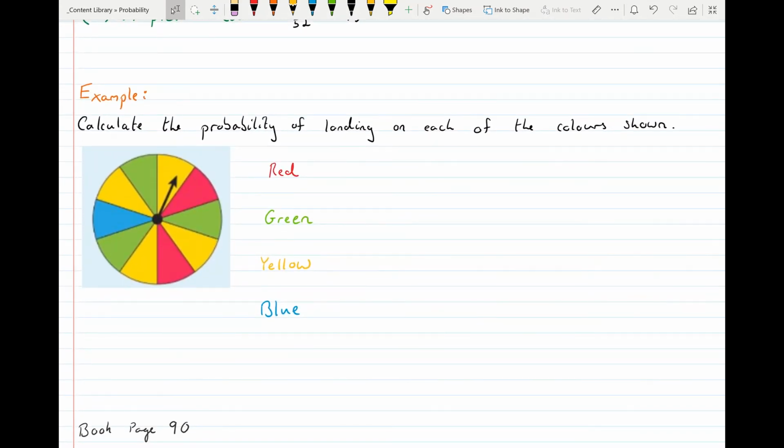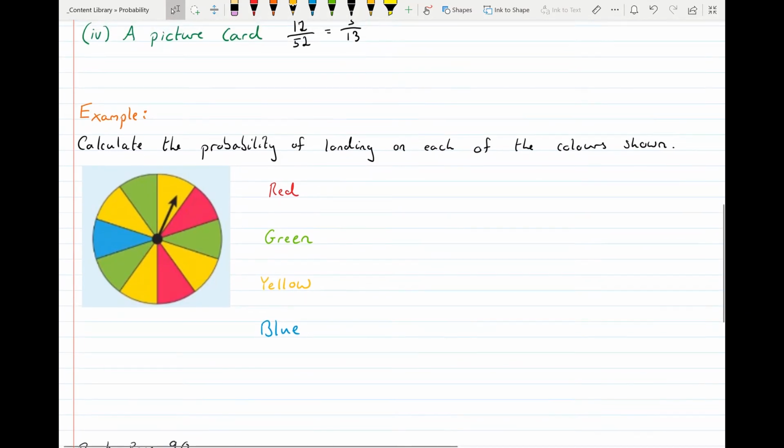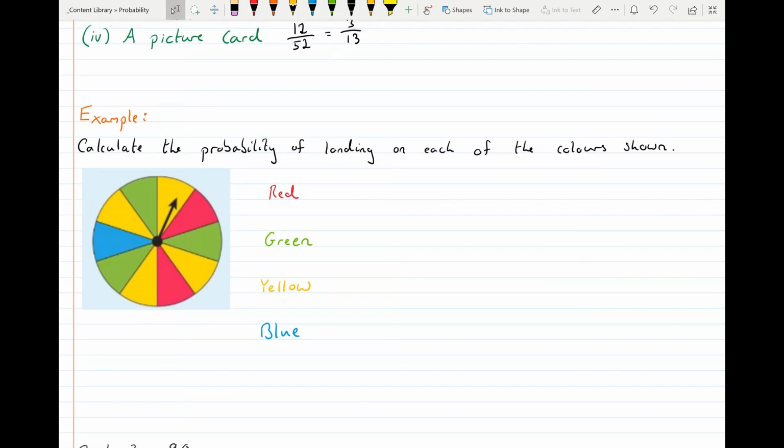Another example. Calculate the probability of landing on each of the colours shown. So we have a spinner here. A spinner is something that has like an arrow on it, like a twister mat, and you spin it and see what colour it lands on. The probability that it lands on red. Well, first of all, we need to find out how many possible outcomes there are altogether. If you count up all the different colours going around there, there are 10 different ones. So it's going to be out of 10. And there are 2 red tiles out of the 10. So it's 2 over 10 or 1/5.